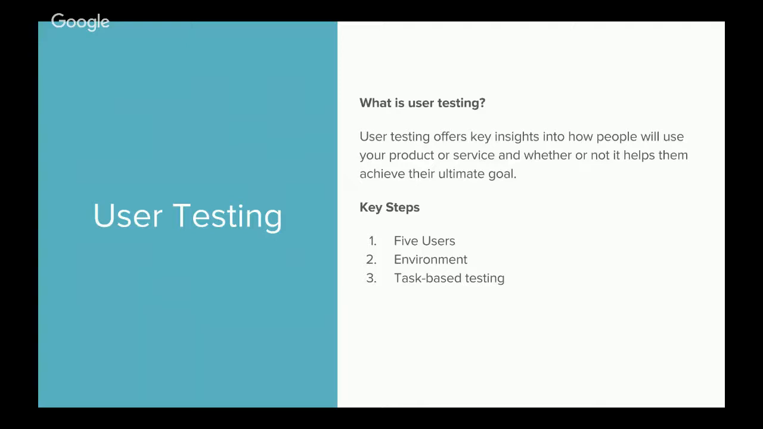So the key steps to setting up a user test are: 1, to recruit users; 2, to figure out where you're going to hold the test; and then 3, to create a test script along with some tasks that you will want to ask your test participants to do.